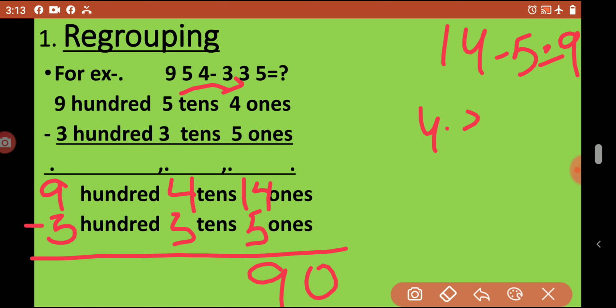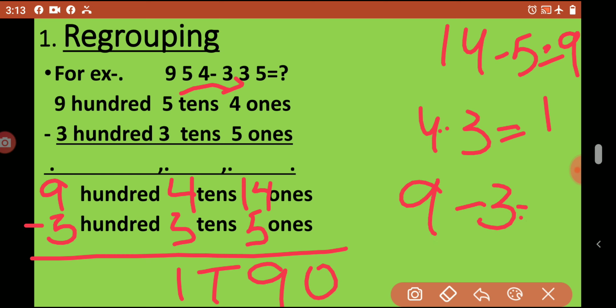4 minus 3 equals 1. So 1 ten, T for tens. 9 minus 3 equals 6. So 6 in the hundreds place. For hundreds we write H. So this is the answer: 600, 1 ten, 9 ones.